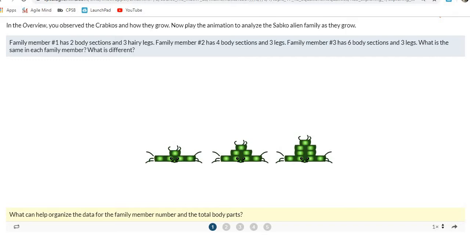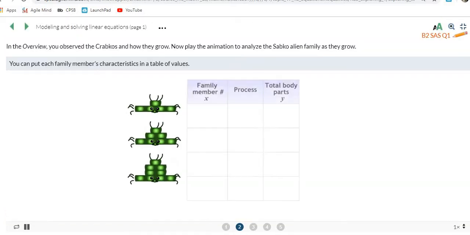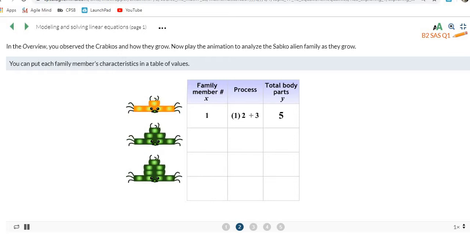1, 2, and 3. And how many body parts did family member 1 have? 5. Family member 1 had a total of 5 body parts. Where did they get 5? Where did this plus 3 come from? The hairy legs. Where did this 2 come from? The body. Where did the 1 come from? He's the first member. That's his name. He's the first one. Okay? So, is the second member going to have a 1 there?